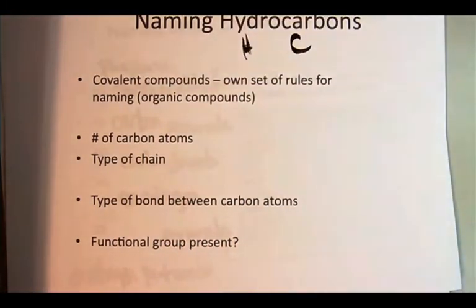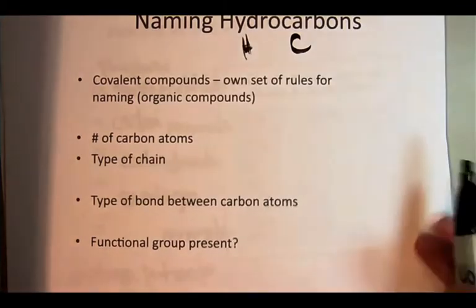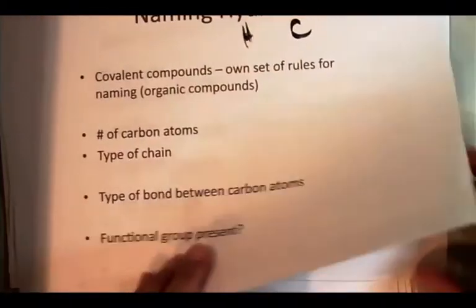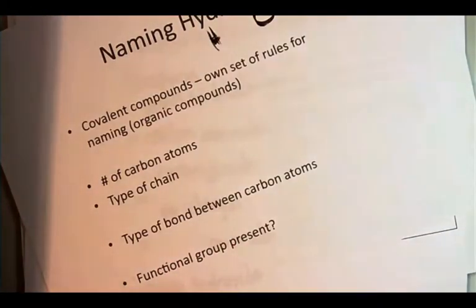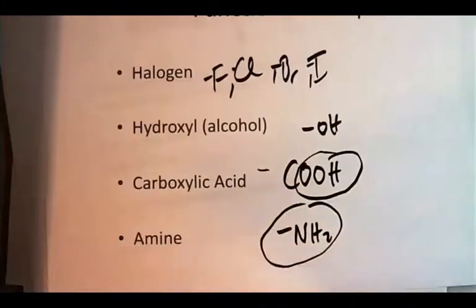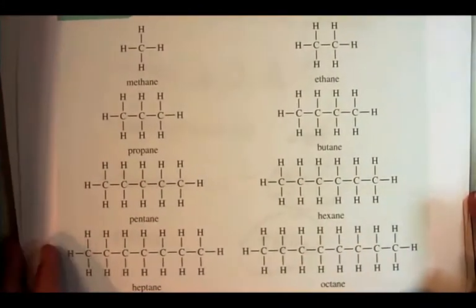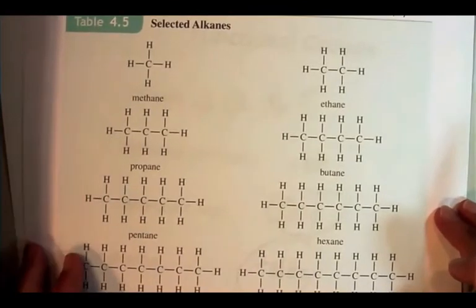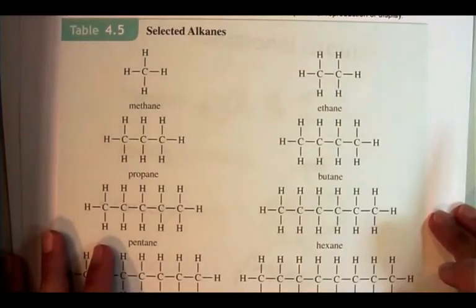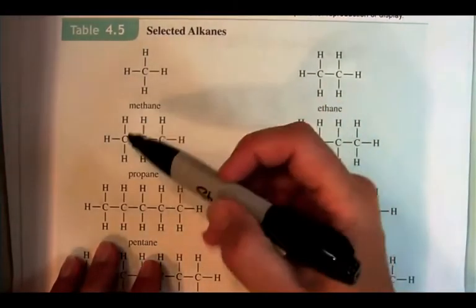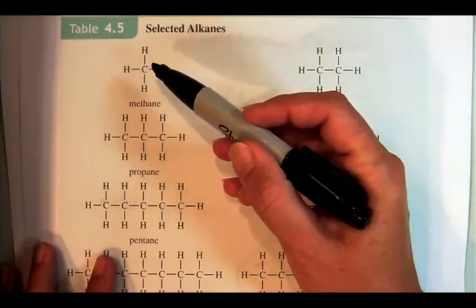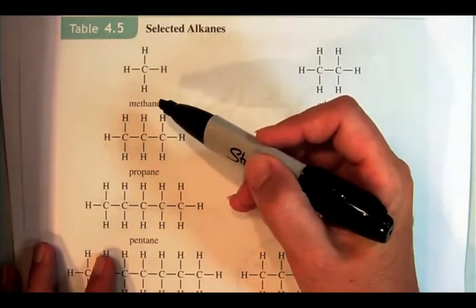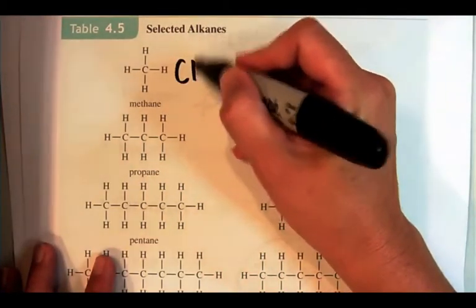For now, the only thing you need to know about naming these hydrocarbons is the very basic naming structure of what we call saturated hydrocarbons. One carbon in a saturated hydrocarbon is called methane. The formula there is CH4, methane.